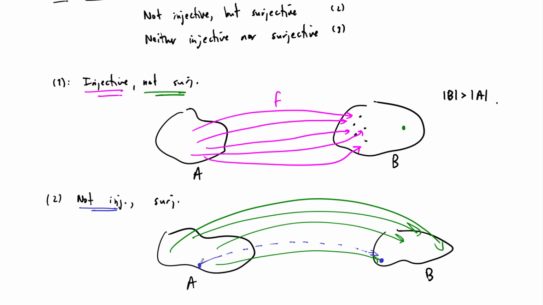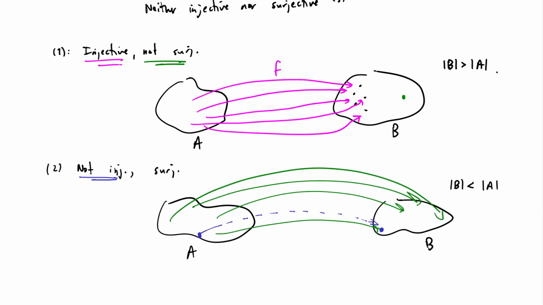And in that case, what's that going to tell us? Well, this time that means that there's a point over here which does not have a unique output on the right-hand side. So the codomain is actually smaller in this case. The cardinality of the codomain B is less than the cardinality of the domain A. So in both of these cases, the cardinalities are not equal to each other.